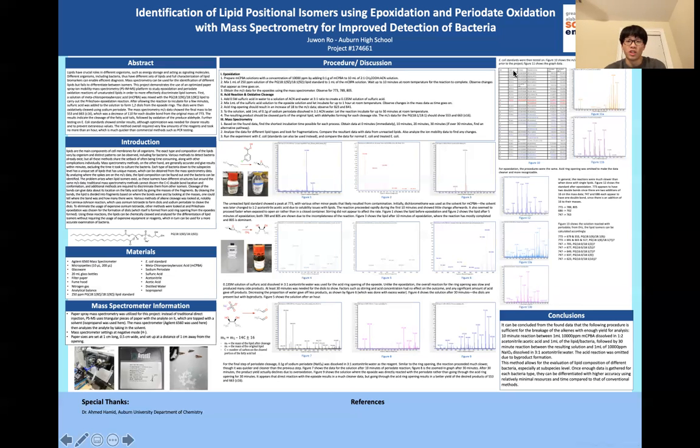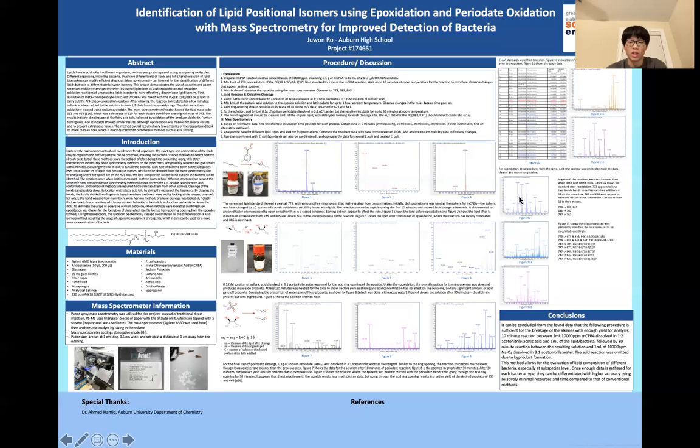Next, I used E. coli to analyze the effects of this reaction. So here we can see the initial E. coli standard data. It shows many peaks, and this chart represents the expected lipid composition of E. coli. Again, I used the same procedures for epoxidation and the periodate reaction.